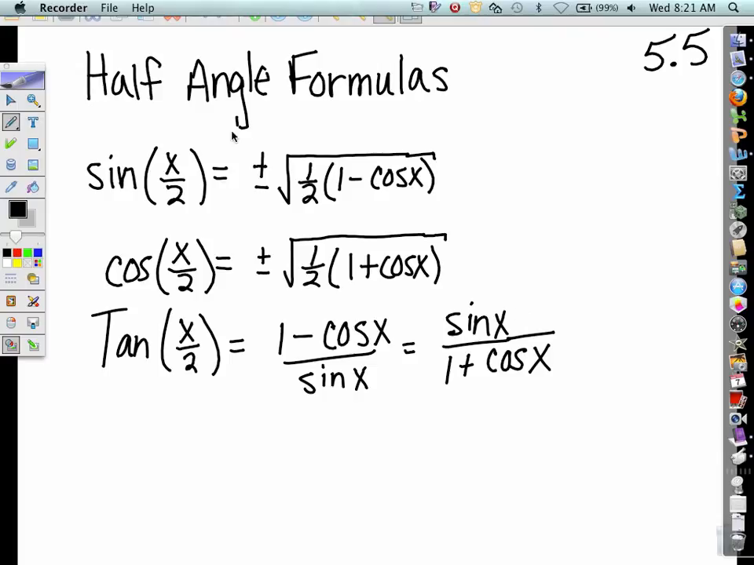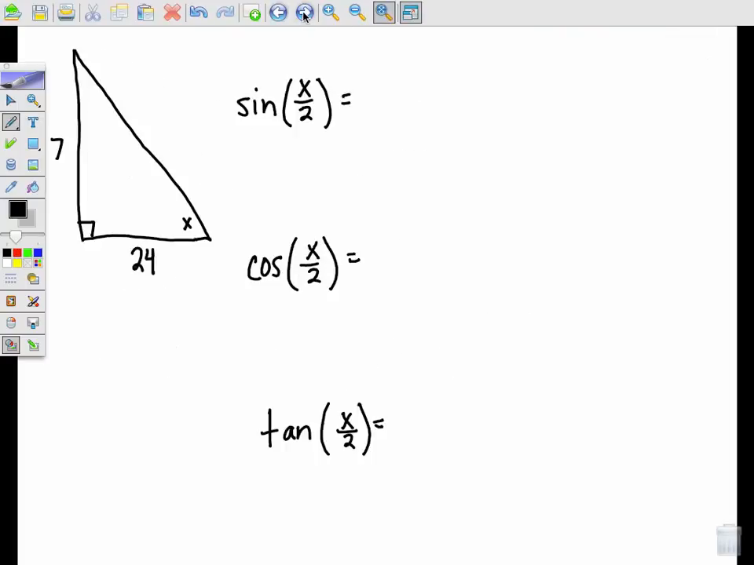All right, let's go ahead and look at our first example. We need to use this triangle here and find the half angles for each and evaluate them. I know that if I have legs of 7 and 24, the Pythagorean theorem would indicate that the hypotenuse of this right triangle is 25.